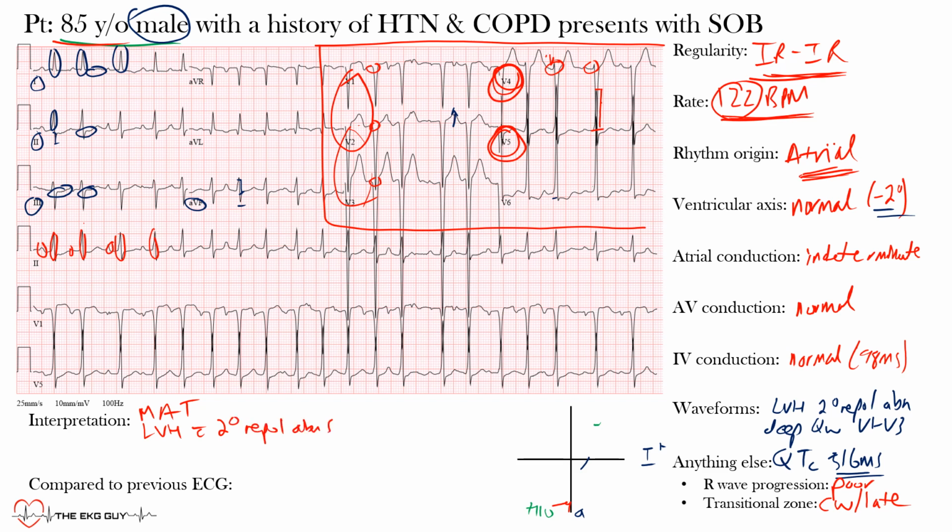Okay, we also mentioned that we have a prolonged QTC. That's important to be aware of. Okay, we also mentioned that we have nonspecific ST T-wave abnormalities. Okay, and the other thing here, we said that we cannot rule out an anteroseptal infarct, okay, because of the clockwise rotation, those poor R wave progression, those deep Q waves.